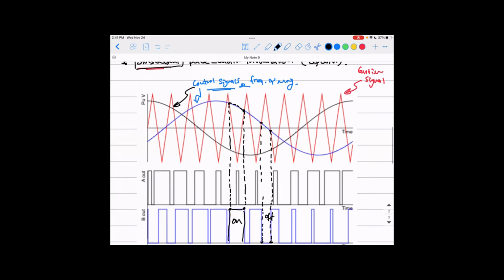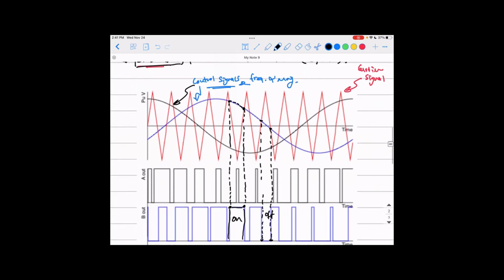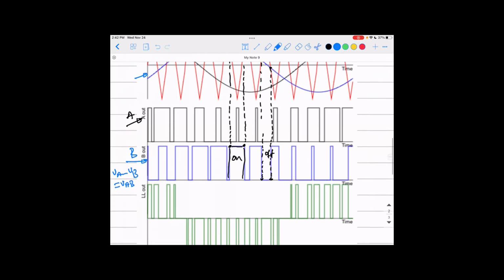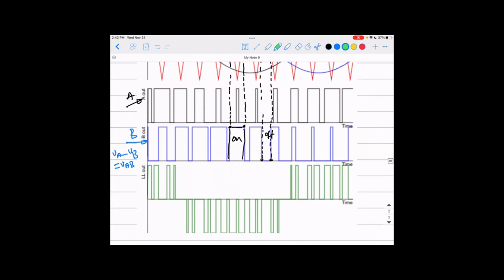You do this with the three signals. The black signal here gives you this pattern, and the blue one, shifted 120 degrees, gives you this. So that is, for example, phase A, and that is phase B. If you want a line-to-line voltage, which is basically VA minus VB, that gives you the line-to-line voltage, VAB. Look here at the line-to-line voltage, which is the green one.